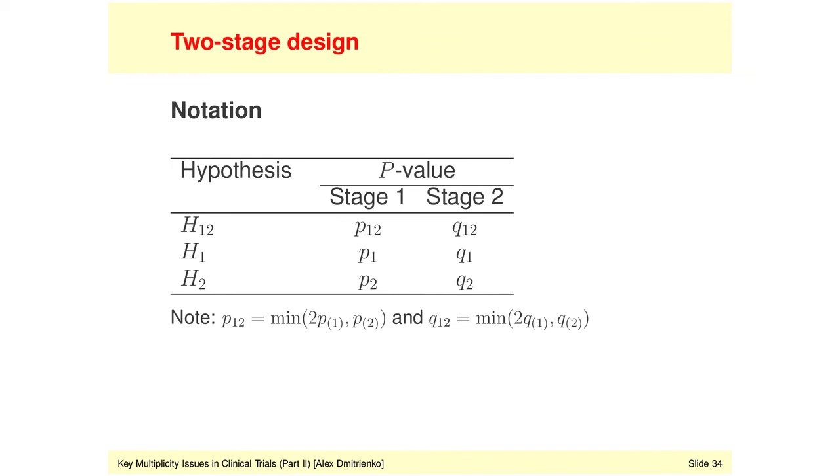And when we move over to the stage 2 dataset, we will use a slightly different notation. We will use the letter Q, and therefore the corresponding local p-values will be denoted by Q12, Q1, and Q2. And the definitions of the p-values computed within the intersection hypothesis are shown below this table. They are once again based on the Simes global test.